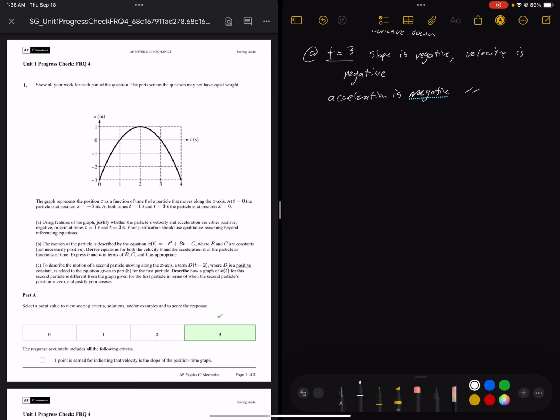All right, so B, the motion of the particle described by this equation, where b and c are constants. Derive an equation for both the velocity v and the acceleration a of the particle as functions of time. Express v and a in terms of b, c, and t as appropriate. Well, let's just evaluate it. So for part B, I need to solve for the velocity as a function of time.